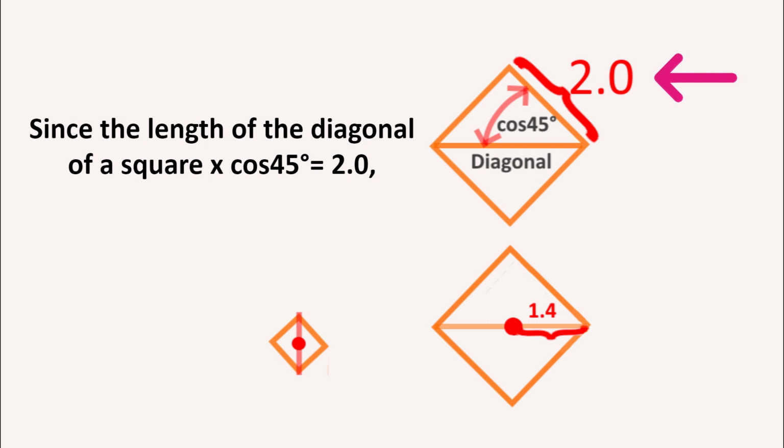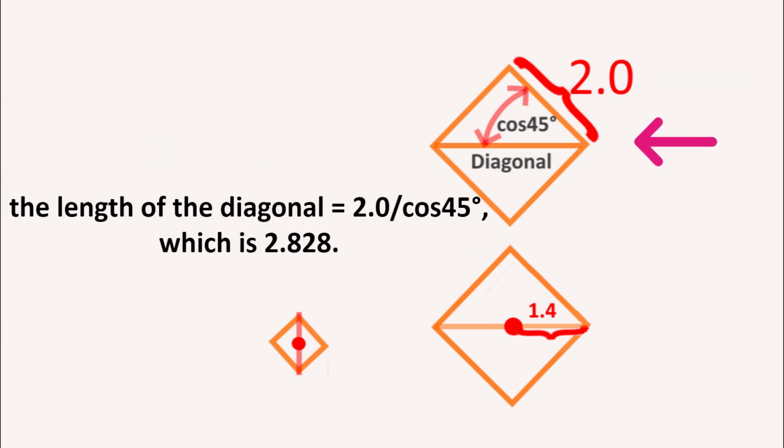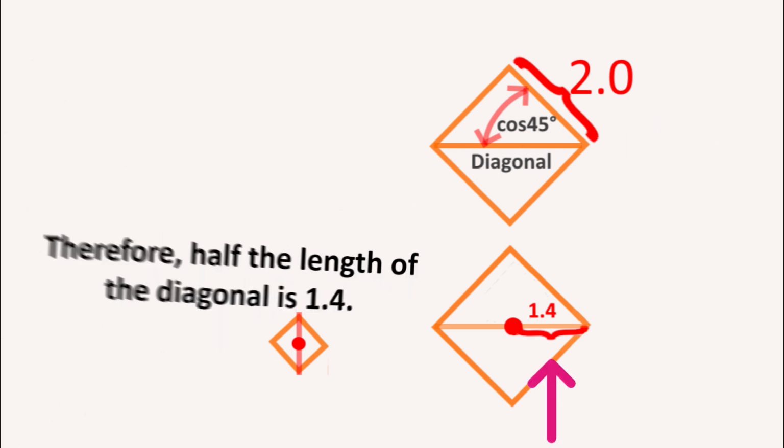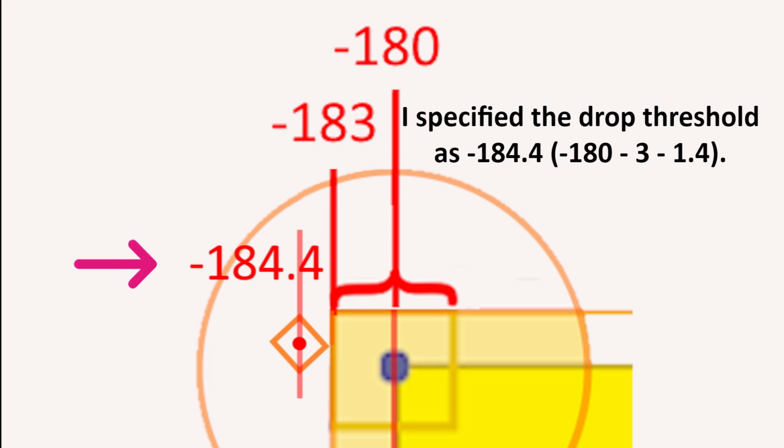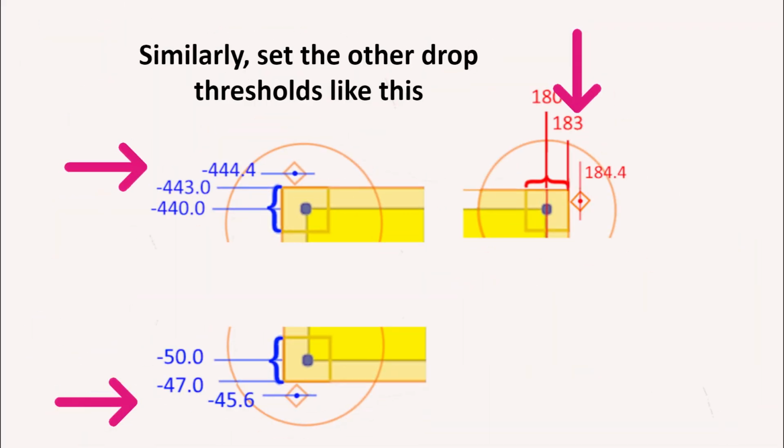Since the length of the diagonal of a square multiplied by cosine 45 degrees equals 2.0, the length of the diagonal equals 2.0 divided by cosine 45 degrees, which is 2.828. Therefore, half the length of the diagonal is 1.4. I specified the drop threshold as -184.4, -180 - 3 - 1.4. Similarly, set the other drop thresholds like this.